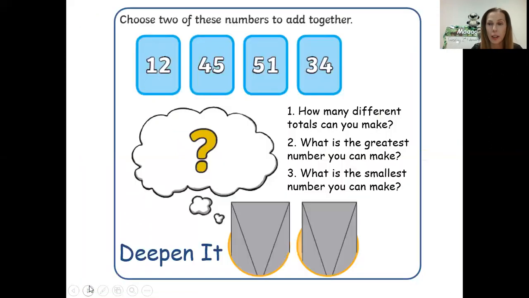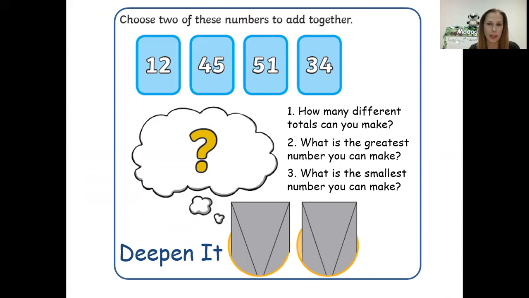Last of all, we've got the deepen it. For the deepen it, all you've got to do is choose 2 of those numbers to add together. But it does ask you, how many different totals can you make? So you could do 12 and 45, 12 and 51, 12 and 34. And then you could do 45 and 51. So if you switch them over, how many different totals can you make?